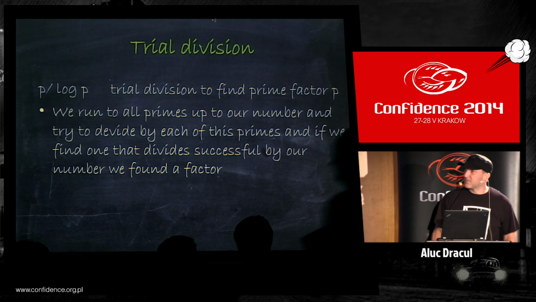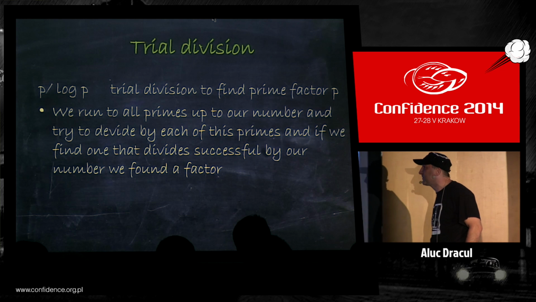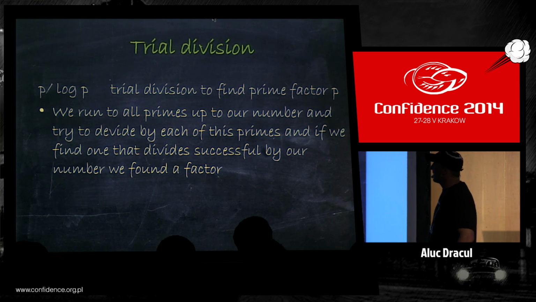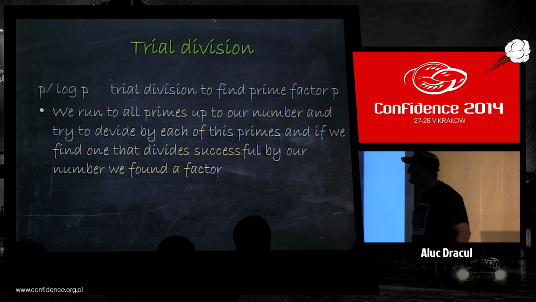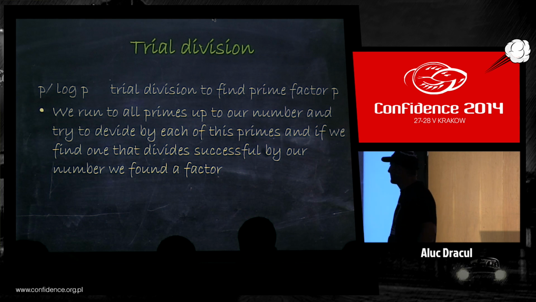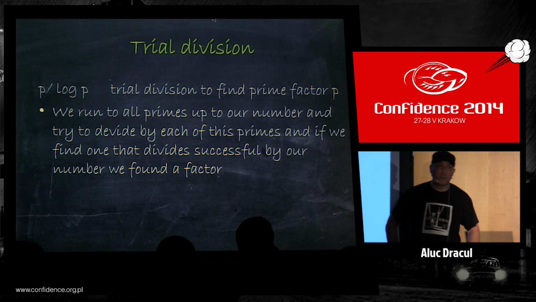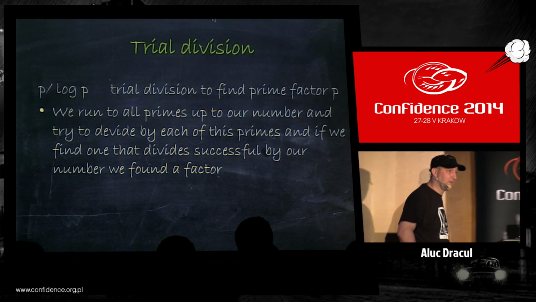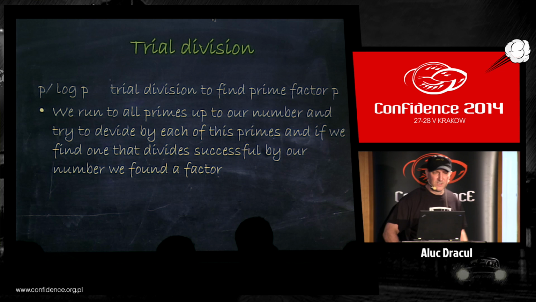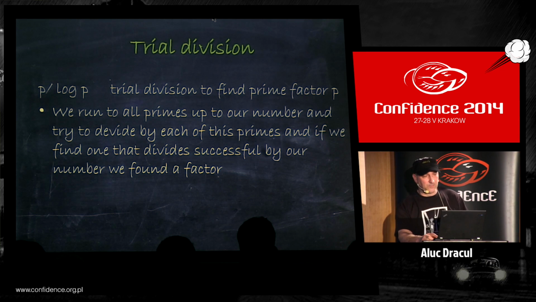So let's start with trial division. Trial division is really good if you want to factor really small primes. So we run through all the primes up to a number and try to divide by each of them. And if we find that it divides successfully, we found a factor. More or less, we call this trial and error, right? And that's the reason why it's called trial division. So p divided by log p is the effort to find the factor p.